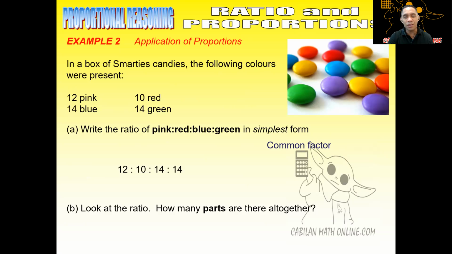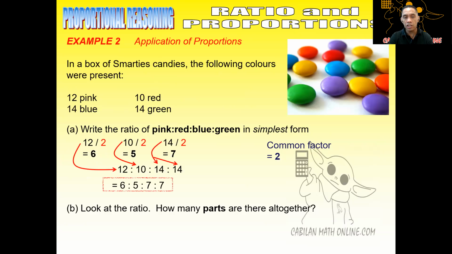So again, just like we've done in the previous examples, the most common even number that goes evenly into all those numbers is going to be 2. And all we're going to do there is divide each of those numbers by 2 to give us our numbers that will make up the simplest form. So 12 divided by 2 is going to be 6. 10 divided by 2 is going to give me 5. And then 14 divided by 2, which we can do for both, is going to give me 7. So the ratio in simplest form for 12 to 10 to 14 to 14 is going to be 6 to 5 to 7 to 7.